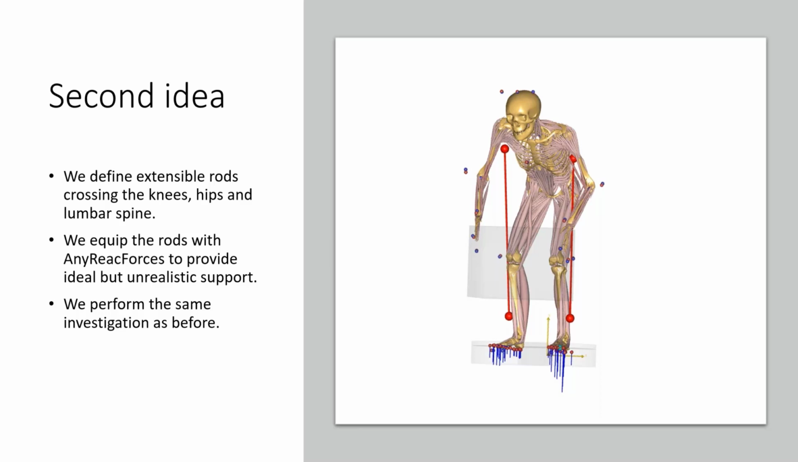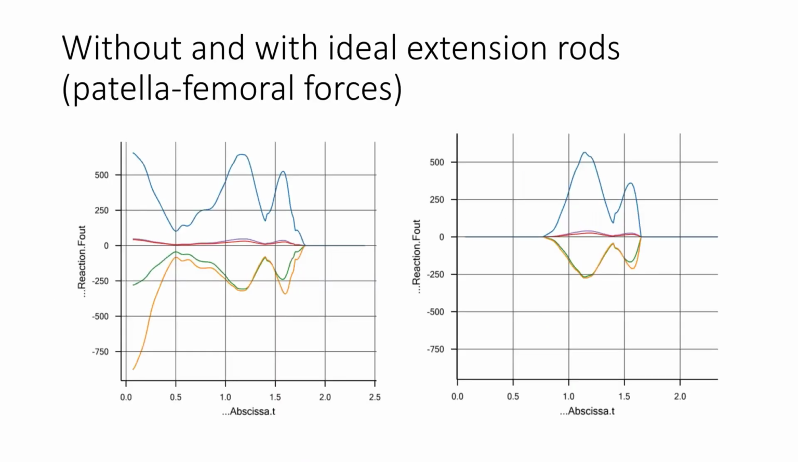So what I do is I simply add an idealized reaction force to each of these two extensible rods, and then I run the analysis once again, and then I get the following. Then I get this, and it looks exactly like the picture for the patellofemoral force. It looks exactly like the picture you had before, because once again I have made an idealized exoskeleton that will offload the body as much as possible, but now only using the extension rod.